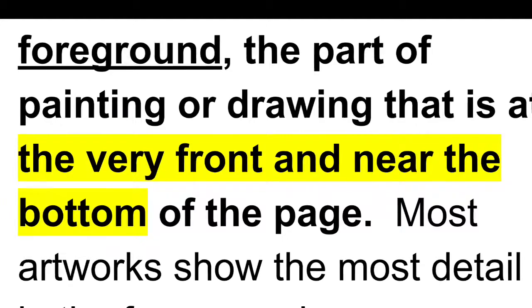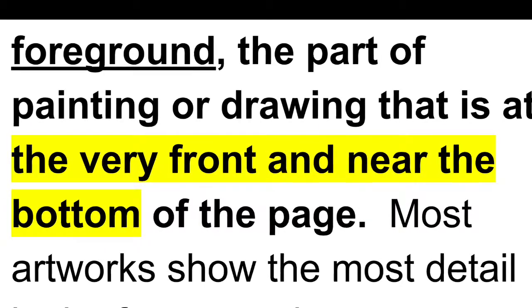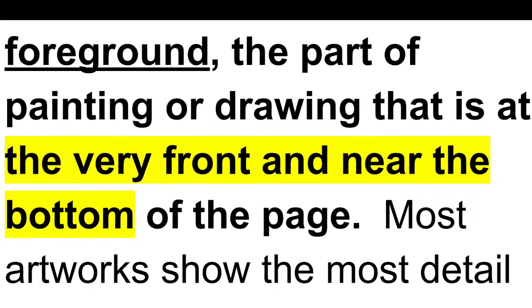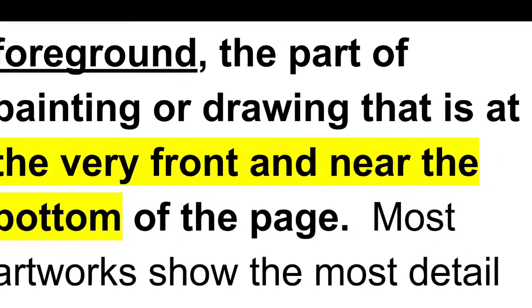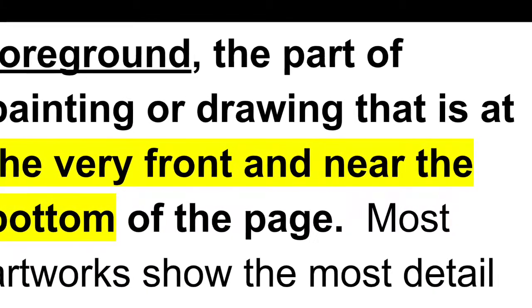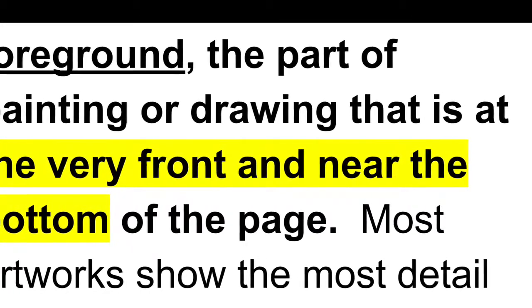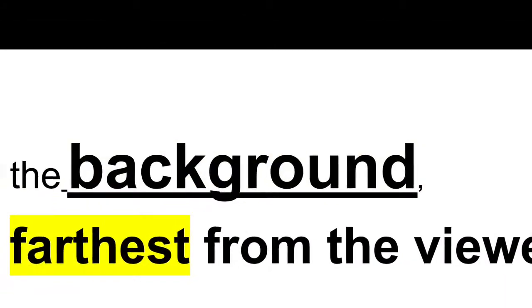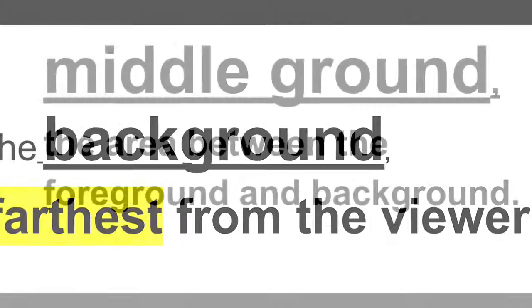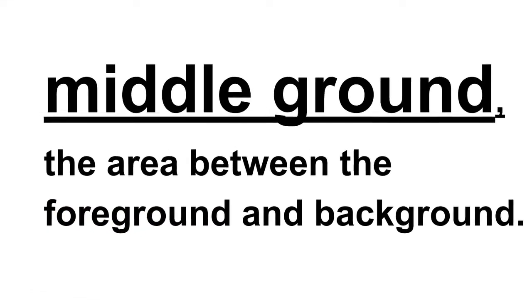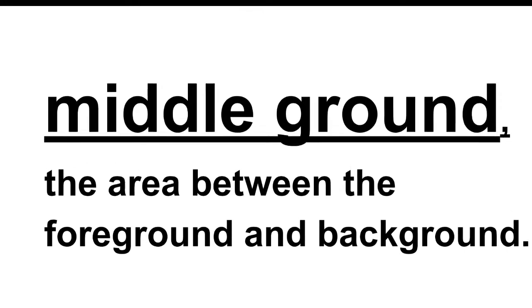Artists arrange the space in their composition by layering the foreground, middle ground, and background. The objects that are closest to the viewer are in the foreground, the part of a painting or drawing that is at the very front and near the bottom of the page. Most artworks show the most detail in the foreground. In the background, farthest from the viewer, Wood paints fields and rolling hills. The town and the river are in the middle ground, the area between the foreground and background.